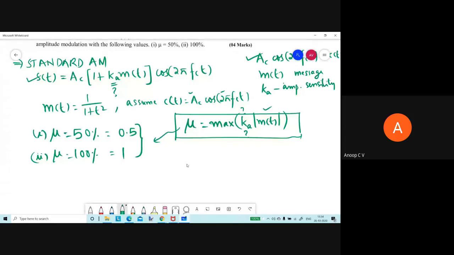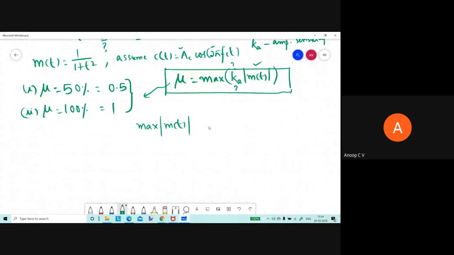So that's why I told you there is a twist. Here m of t is 1 by 1 plus t square. So what is the magnitude of m of t, or the maximum of m of t? The maximum value is one. Yeah, exactly. How is it one? How will we find that out?